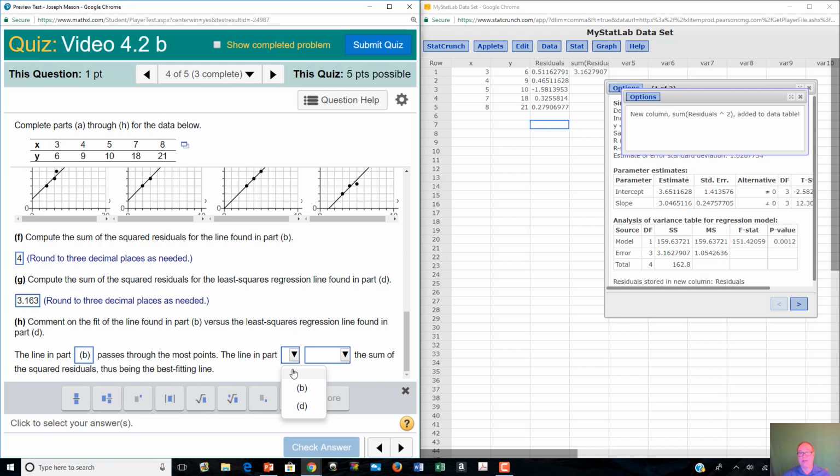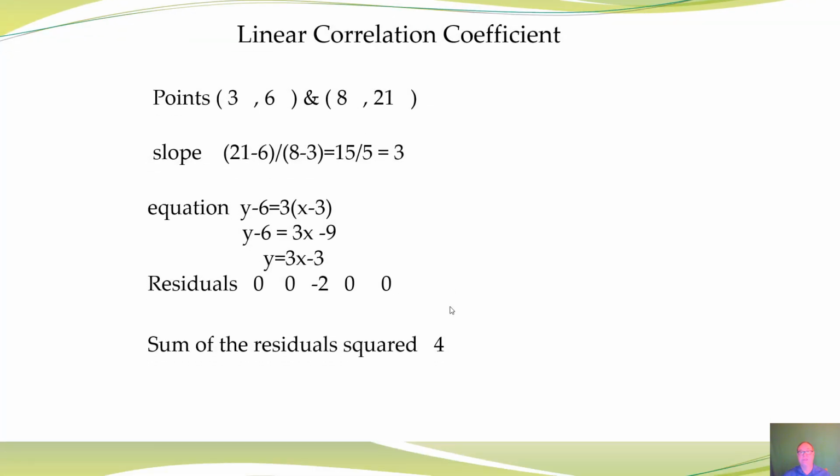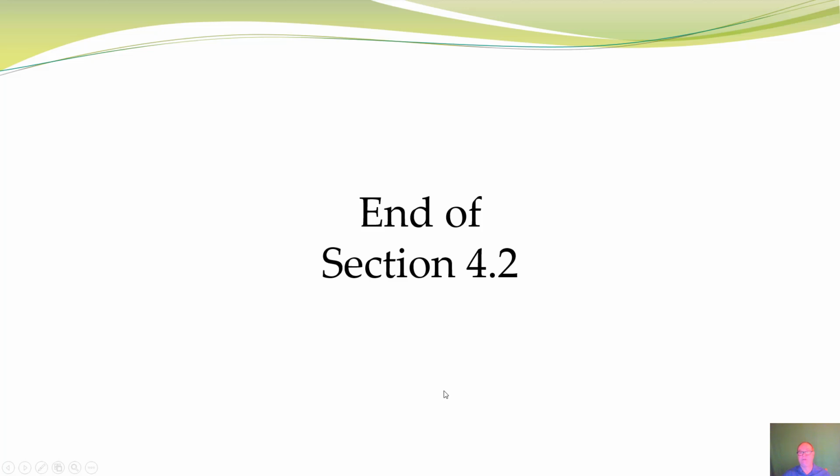And the one in D, what does the line of least squares do? It minimizes the sum of the squared residuals. Okay? So there's an example where we have to go through those problems. All right. And this is the end of section 4.2.